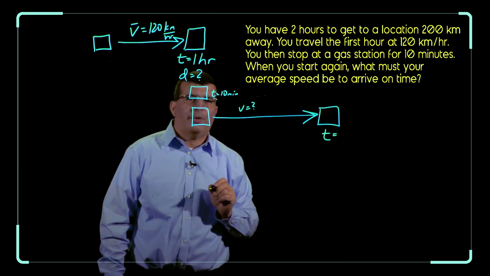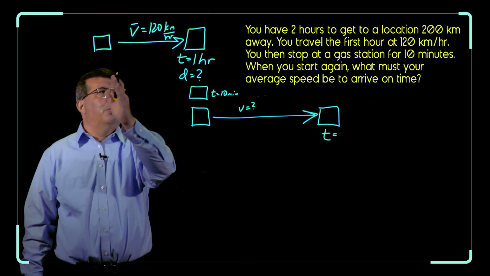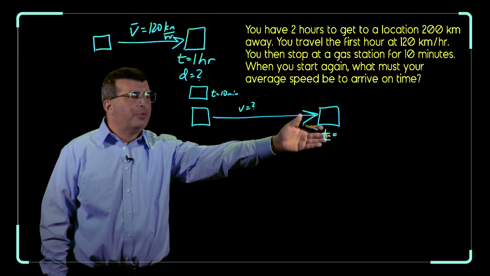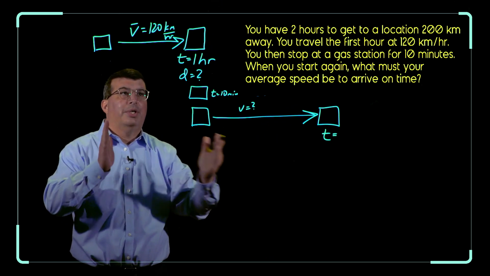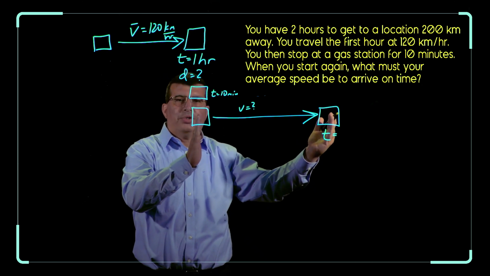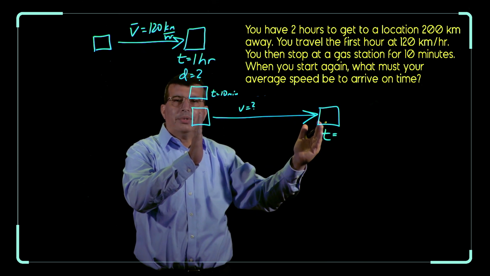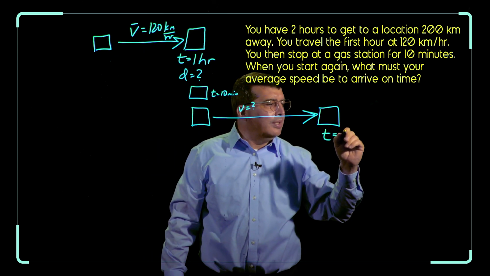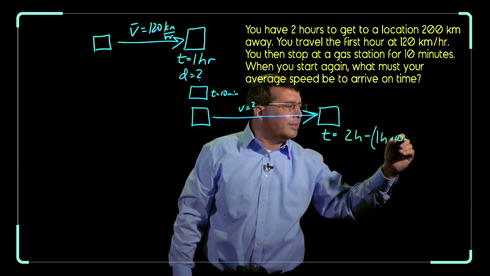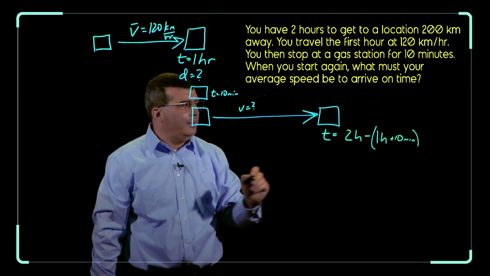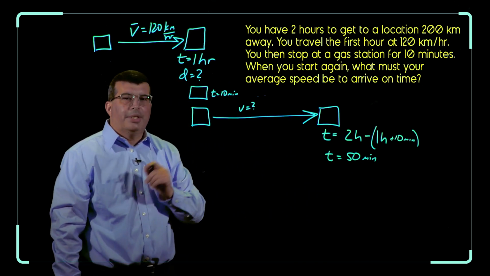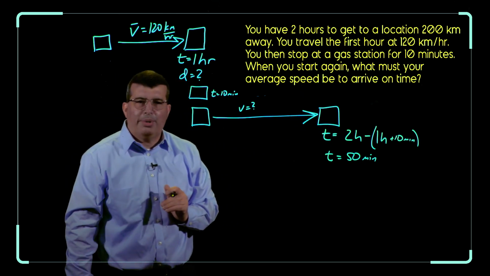At this point, well, we can figure out the time for this second part of the trip. You drove for 1 hour and then stopped for 10 minutes, so that was 1 hour and 10 minutes. You have to arrive at your destination after a total time of 2 hours. So if you took 1 hour and 10 minutes, then what does that leave for this last part of the trip? 2 hours minus 1 hour and 10 minutes. Well, that would leave you with 50 minutes. So we know that the second part of the trip has to be 50 minutes.